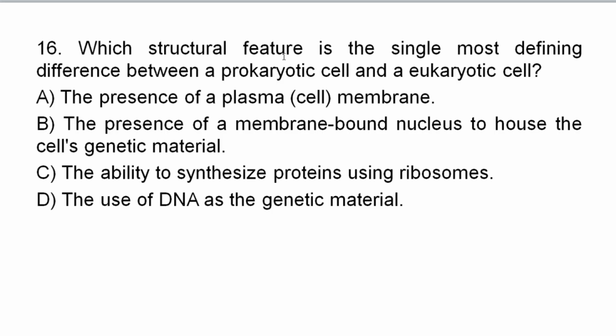Question number 16. Which structural feature is the single most defining difference between a prokaryotic cell and eukaryotic cell? A. The presence of a plasma membrane. B. The presence of a membrane-bounded nucleus to house the cell's genetic material. C. The ability to synthesize proteins using ribosomes. D. The use of DNA as the genetic material. Which structural feature is the single most defining difference between a prokaryotic cell and a eukaryotic cell?